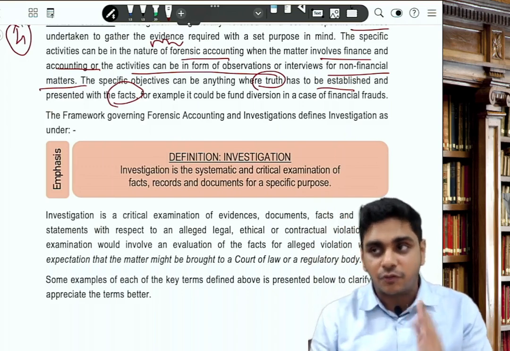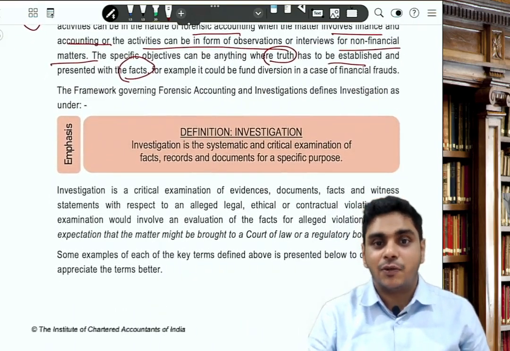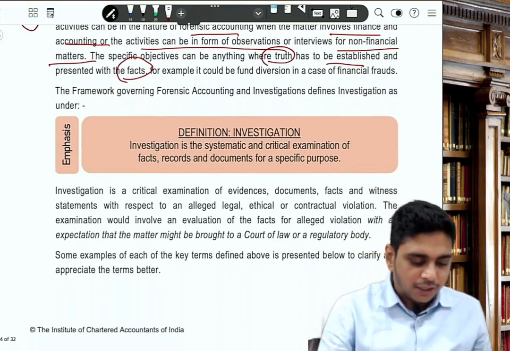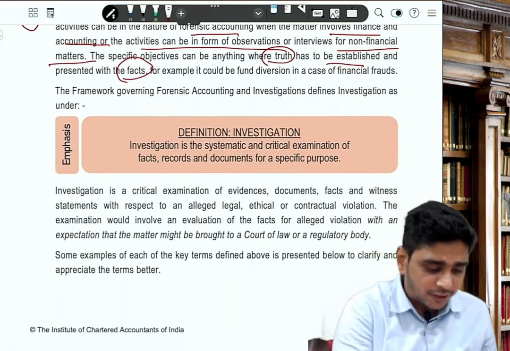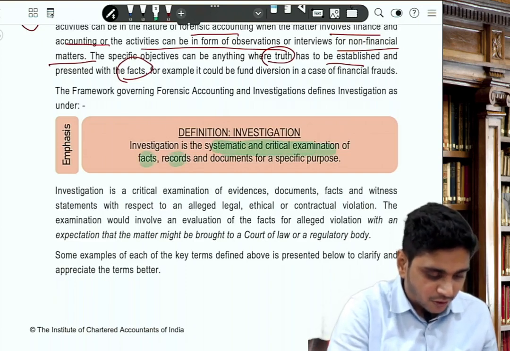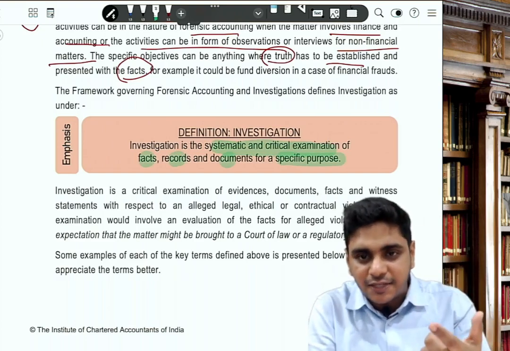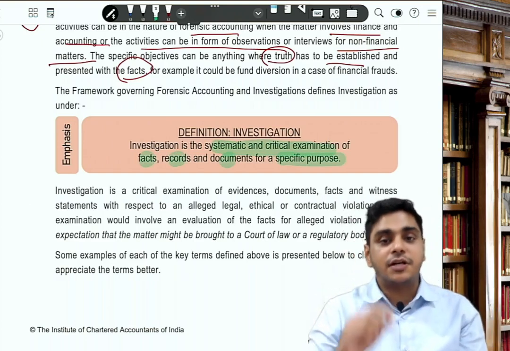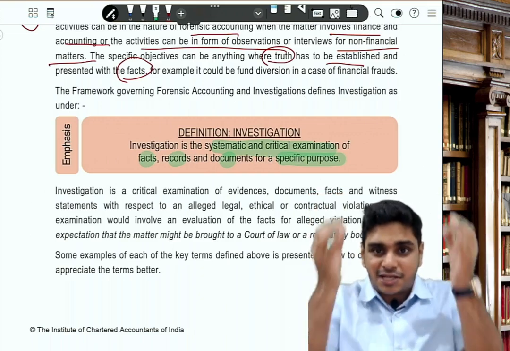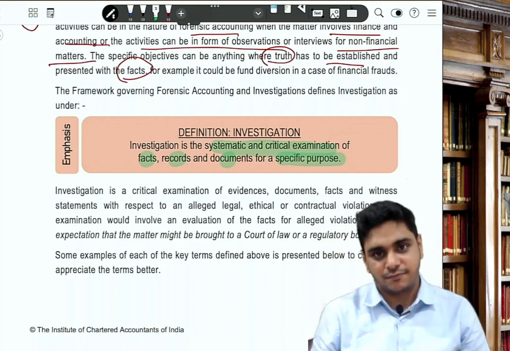So in investigation, you will check the bank statement. You will ask questions. It's a part of investigation. Investigation is a systematic, this is an important definition you can mark, critical examination of facts, records, documents for some specific purpose. So if you see the words scientific examination, you will think forensic. If you see critical examination of facts, records, documents, like a will is there, a stamp paper is there, you want to check the authenticity of that stamp paper, it is investigation.